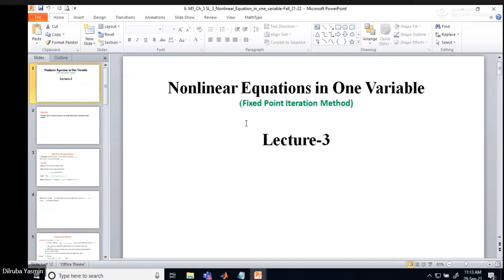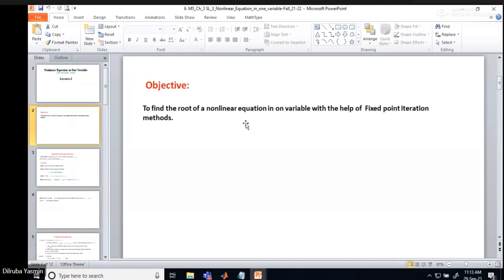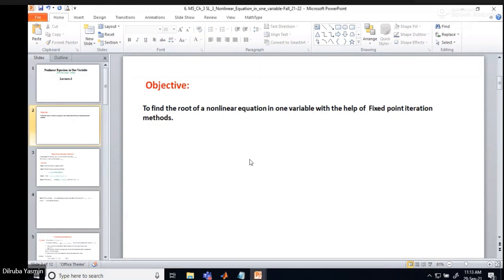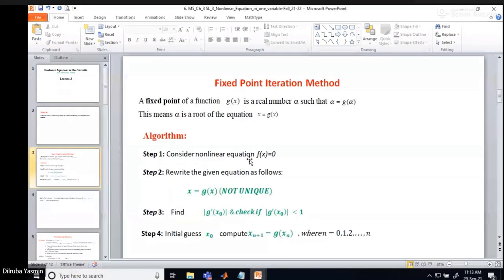Similar type questions could arise in any assessment, so be careful and try to practice a lot when you get time. So this is the algorithm.